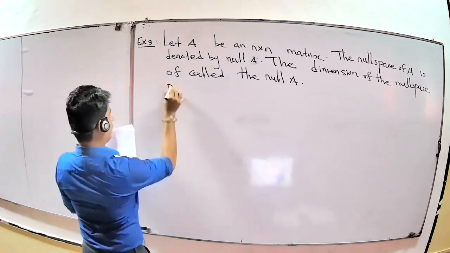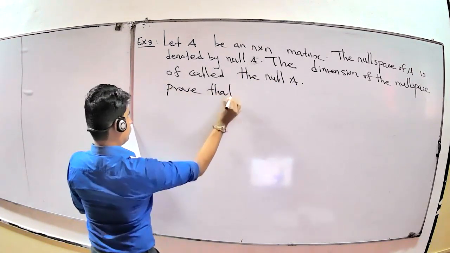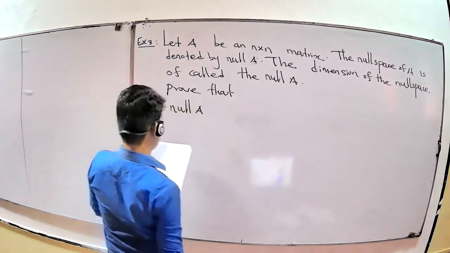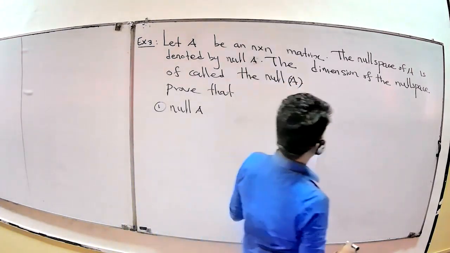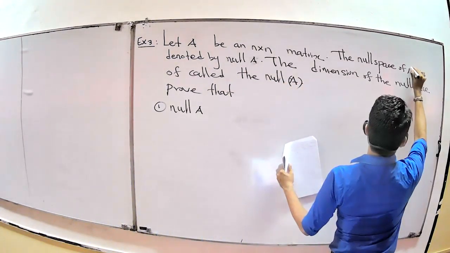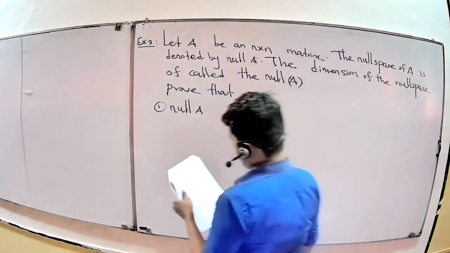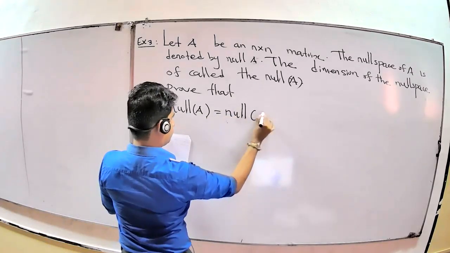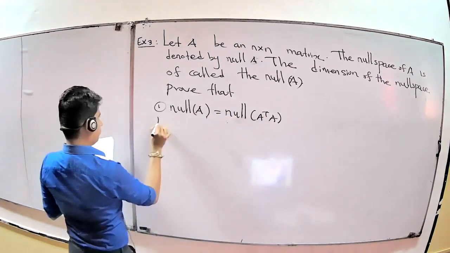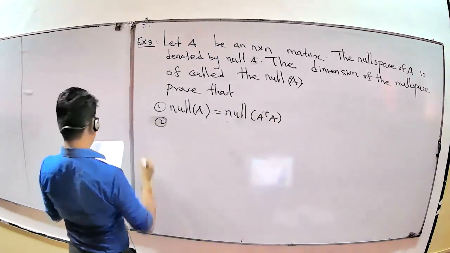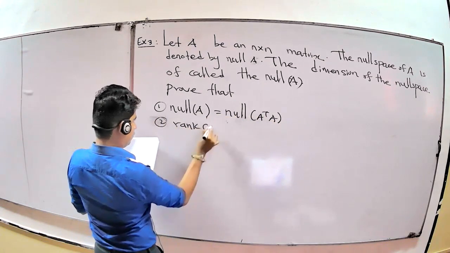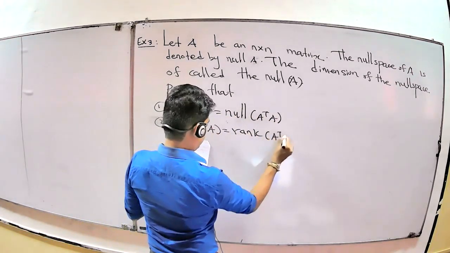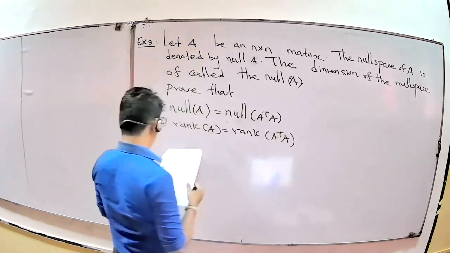Now prove that, first condition, the null space of A equals the null space of A transpose A. Second part, rank of A equals rank of A transpose A. These two parts you want to prove.